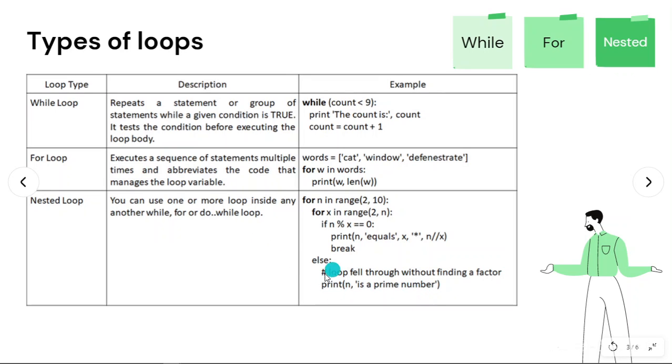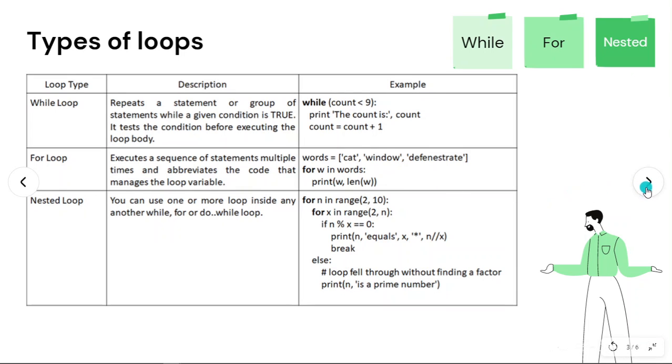And you can also put the else statement with the while loop as well. So here you can put the else statement as well. The else statement executes when this particular condition is false. So this is all about while loops, for loops, and nested loops.